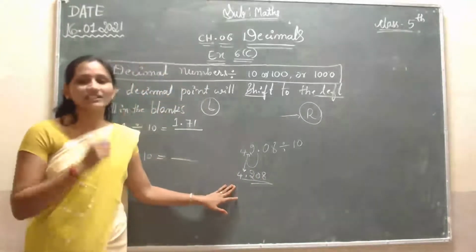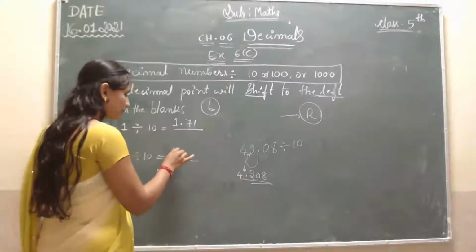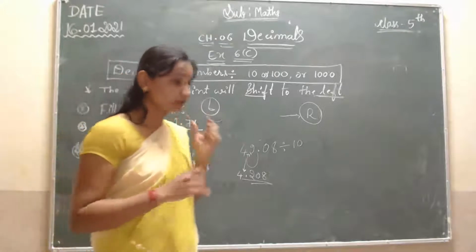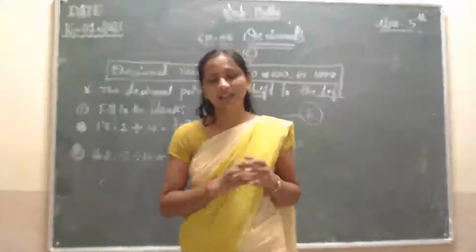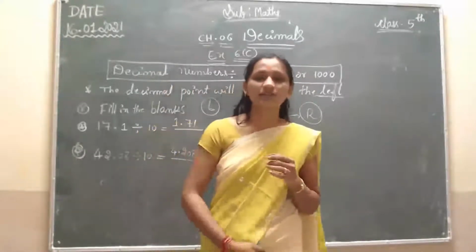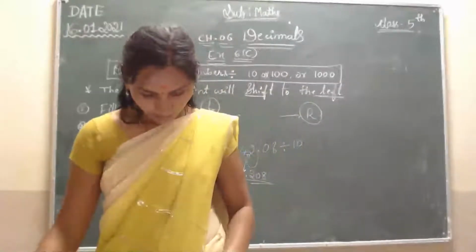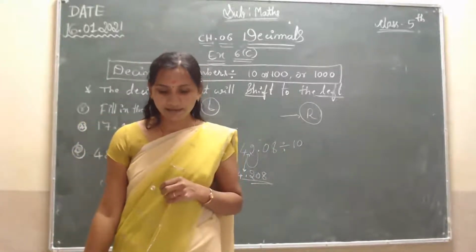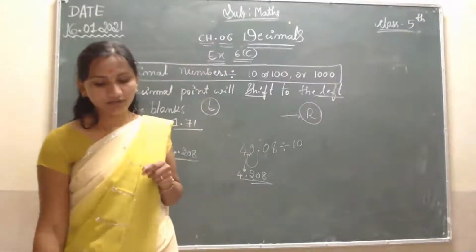So the answer is 4.208. So how to write it here? 4.208, because if you have to divide by 100 or 10,000, you have to shift to the left side. That is a rule. Okay, next question, students: question number E and F. A and B I already solved, so E and F are different.